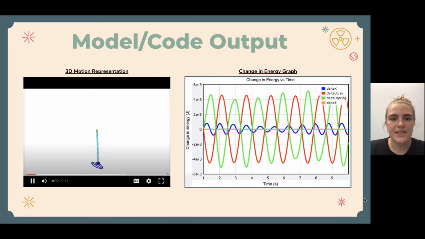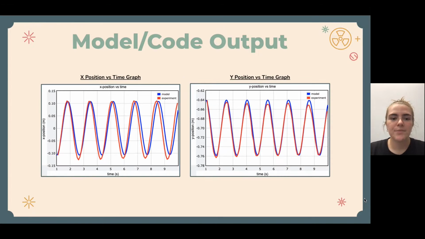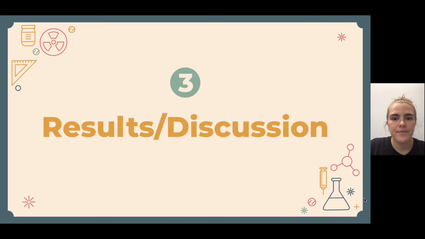And as you can see here, this is the coding output. So on the left is the 3D motion representation of the spring and the object. And we also have the change in energy graph on the right. Next, we also have the X and Y position versus time graph. As you can see here, they are relatively similar between the model and experimental data.